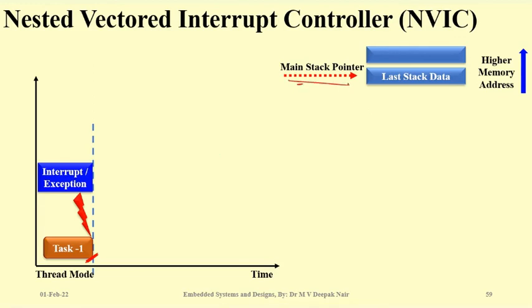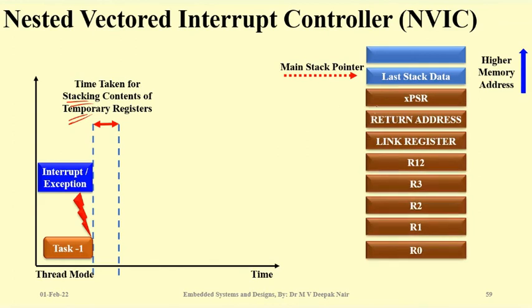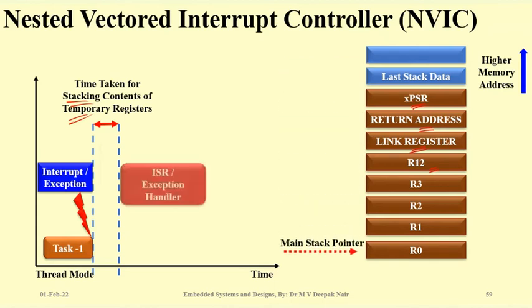So assume the stack pointer is pointing to this address. It will take a small time for the CPU to store the data from the temporary registers. Like I said, 8 registers are there. Their data will be stored in the stack, and this is the sequence in which the stack is filled: PSR, return address, the link register, R12, R2, R3. These registers are stored in the stack, and the stack pointer now points to this particular address.